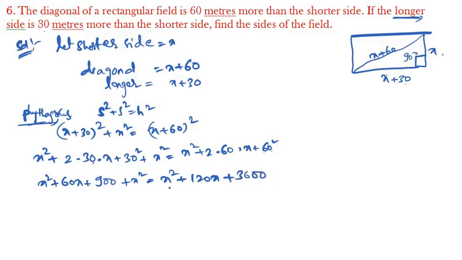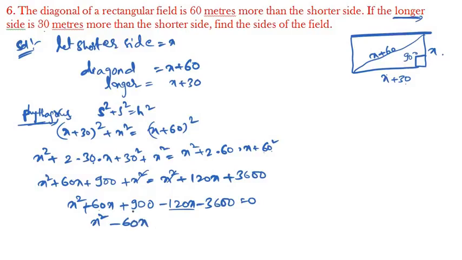Here one side x squared and the other side x squared will get cancelled, and we bring all numbers to the left side of this equation. So x squared minus x squared, plus 60x plus 900 minus 120x minus 3600 is equal to 0. So 60x minus 120x is equal to minus 60x. And 900 minus 3600 is minus 2700, I forgot earlier, so it is equal to 0.